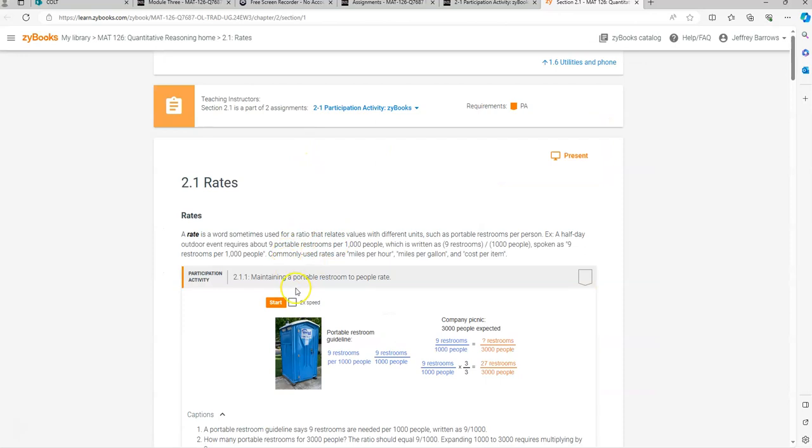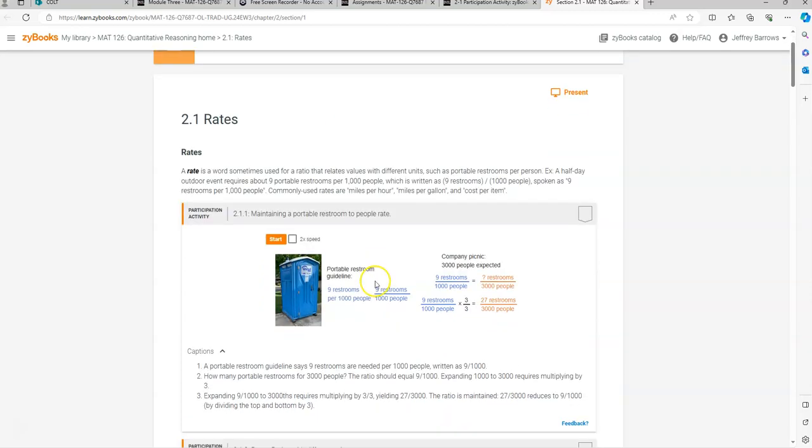In the spirit of terminology, concepts, and notation, the first thing you're going to encounter this week in the zyBooks reading is this idea of rates. One of the commonly used rates, and I think I already mentioned this, is miles per hour. But you can think of any number of things that have a rate assigned to them. We're going to take some time to go through this, and I think this first activity is a very good one to start with.